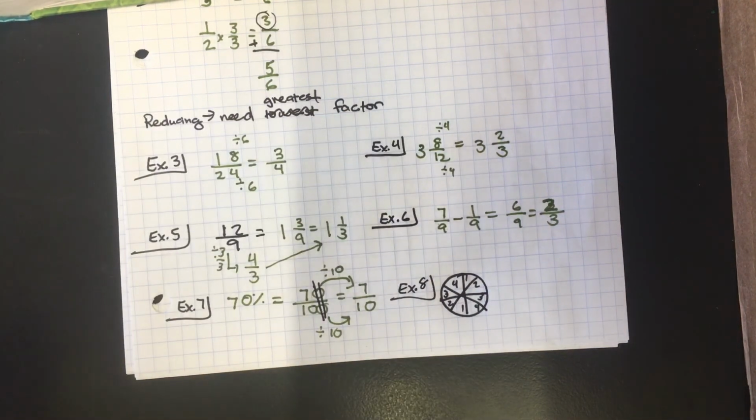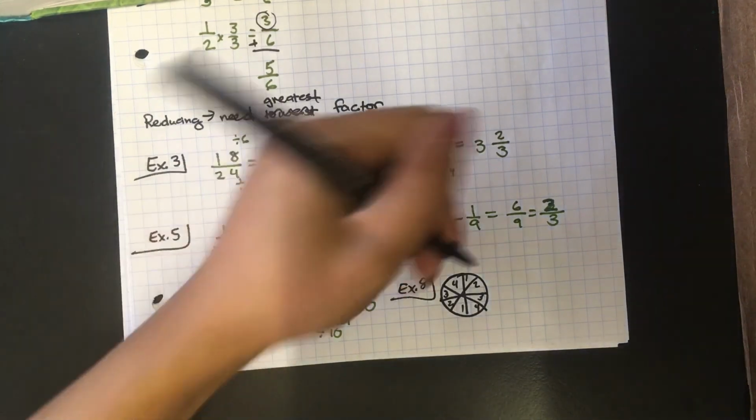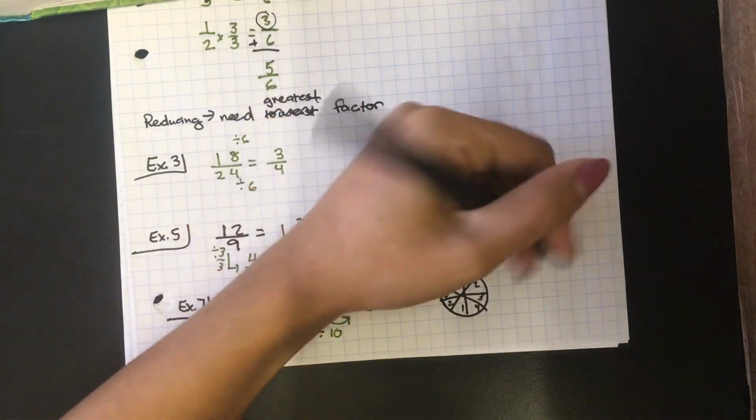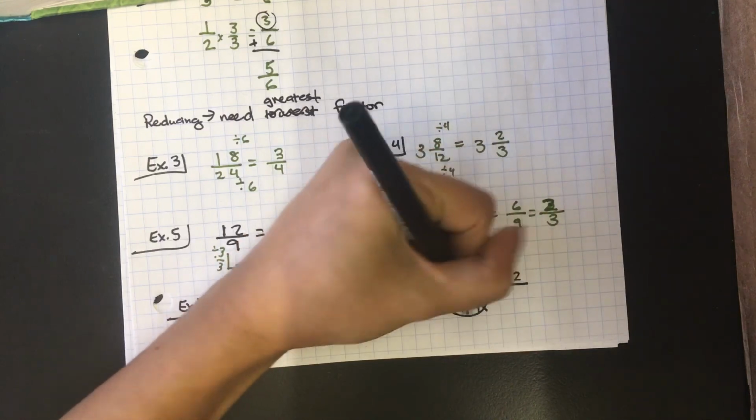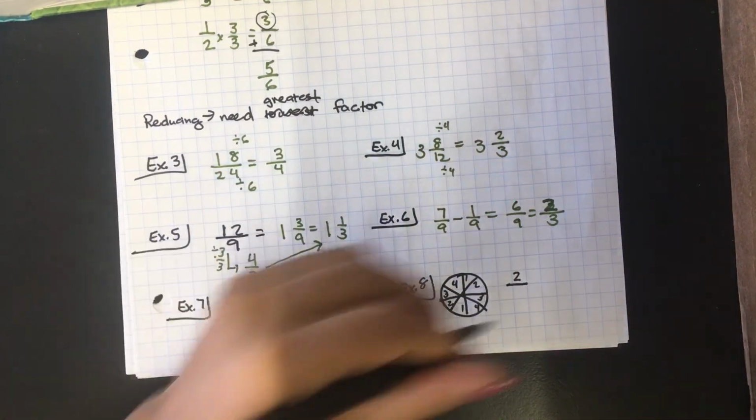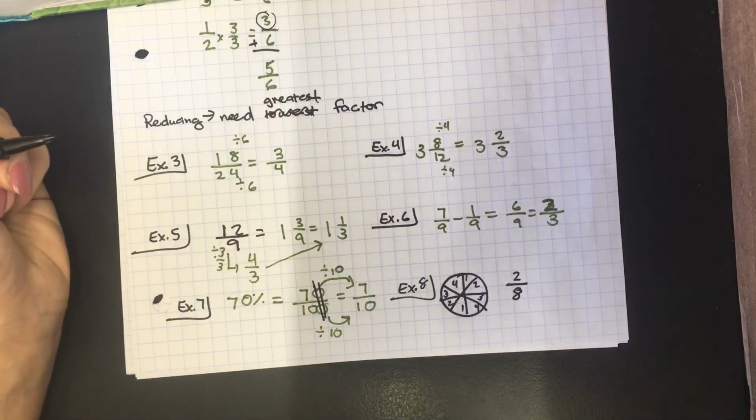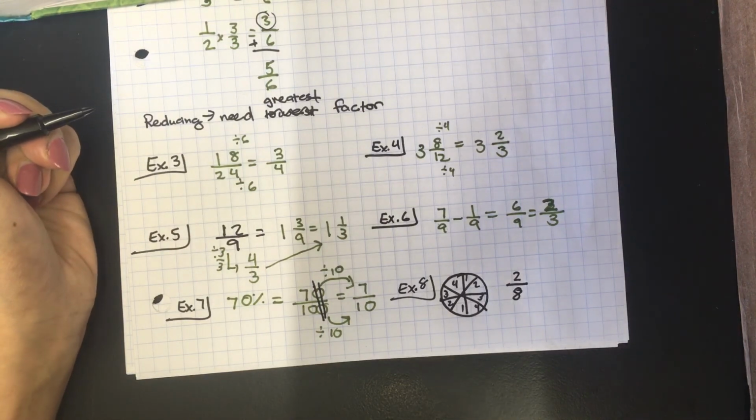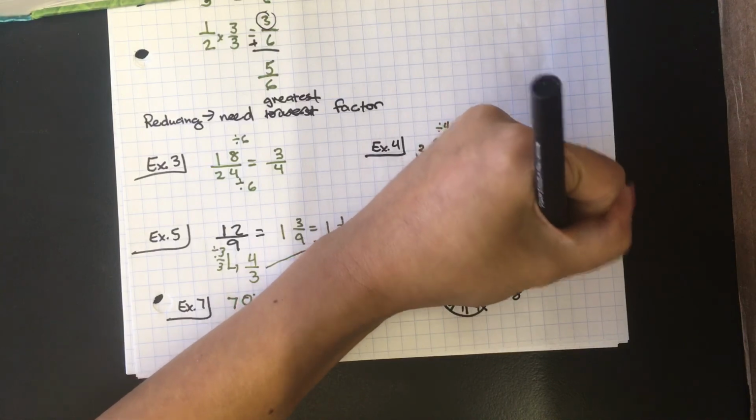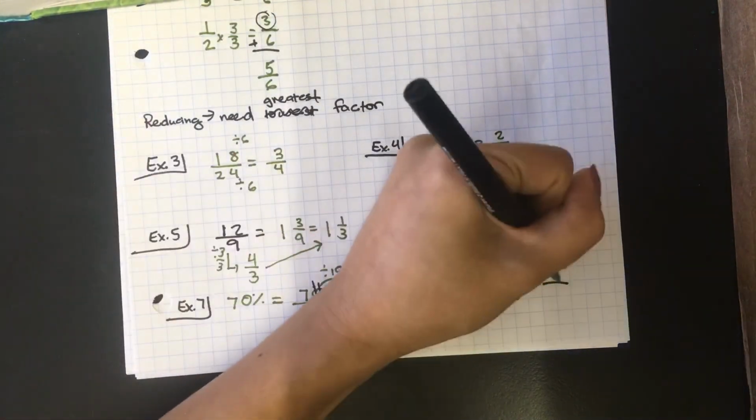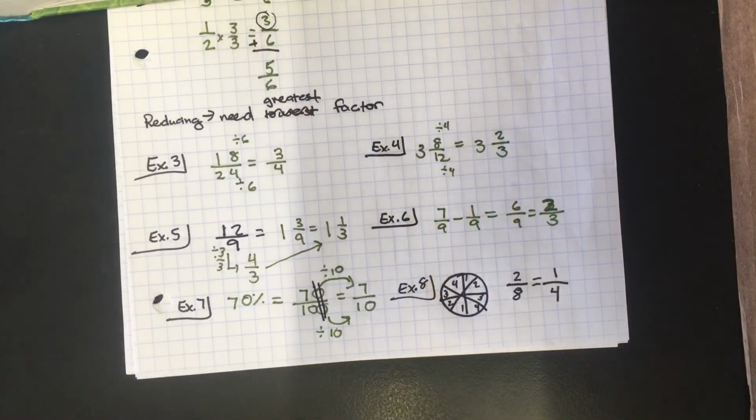So in other words, we want to know what's the probability of it landing on 4. Well, how many 4s are there? 2. How many parts, possible outcomes? 8. Can we reduce this? Yes. By what number? 2. 2 goes into 2 once, 2 goes into 8 4 times. So our probability of it landing on 4 is 1/4.